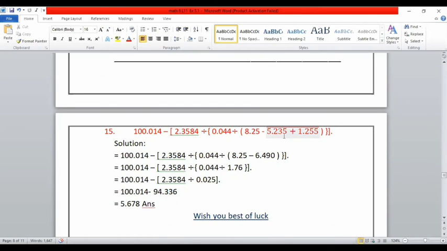I hope you will revise all these questions, and I write the same solution here for your help. And here I write 100.014 minus, large bracket started here, 2.3584, here divided by 0.044, here divided, small bracket started, 8.25 minus 5.235 here plus 1.255.